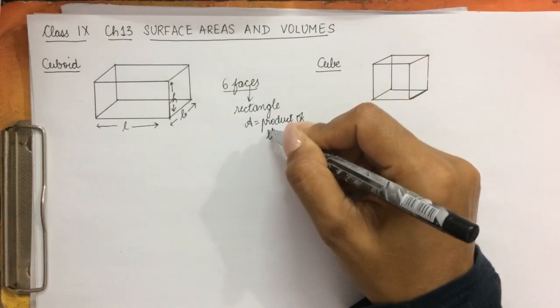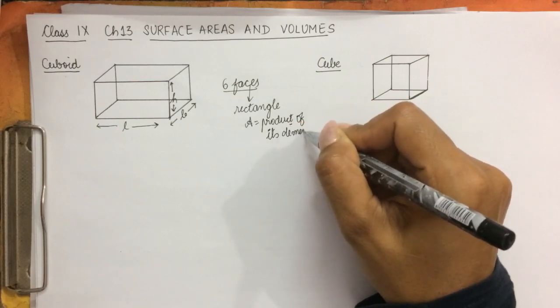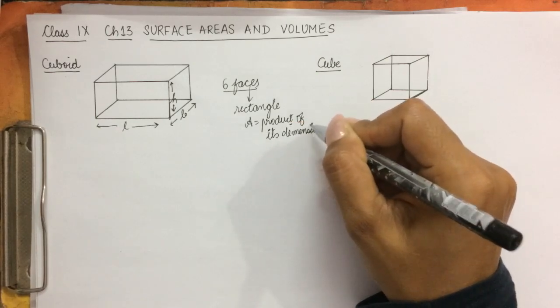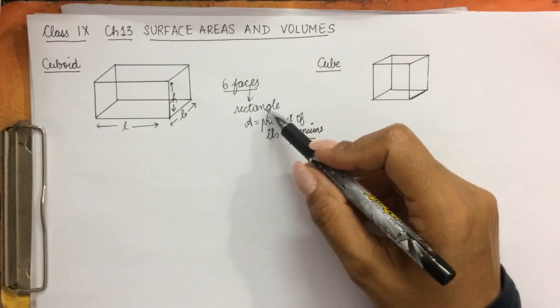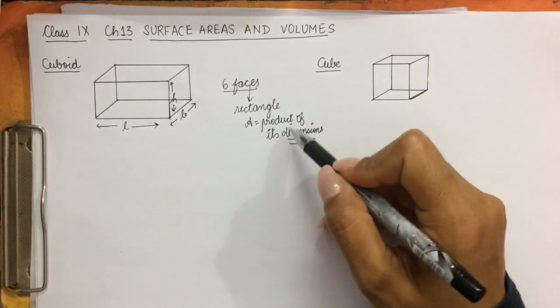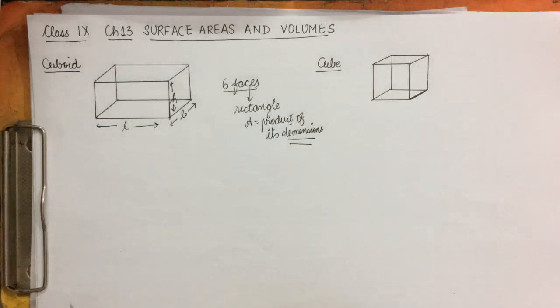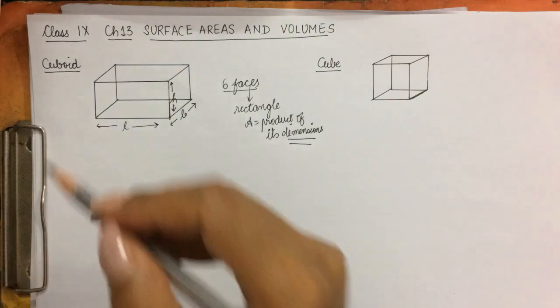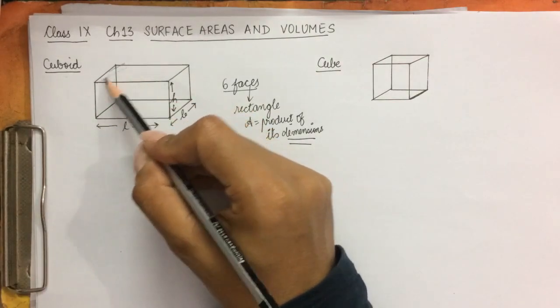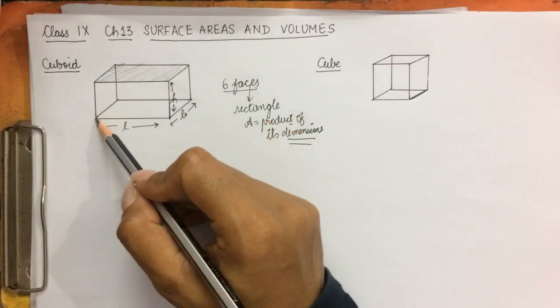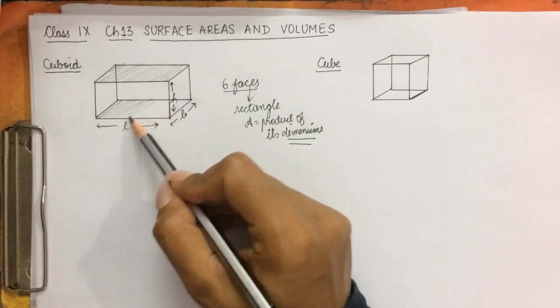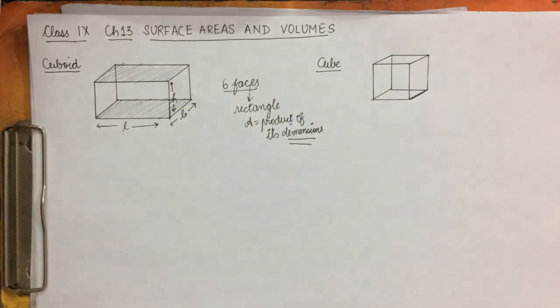We usually represent the dimensions as L and B, which I'm not taking here. I'm just writing this so that you can remember whatever the dimensions are of the rectangle, we multiply them in order to find out the area. So for a cuboid, let's start calculating the area of its 6 faces. Let's start with the top and the bottom. If you look at the top and the base, we know that these are identical rectangles.